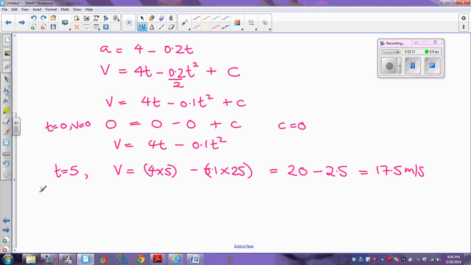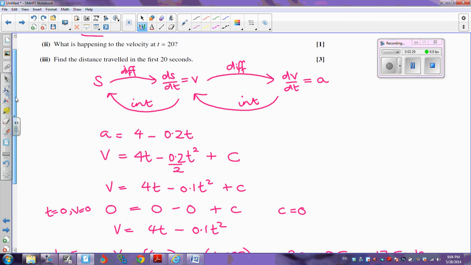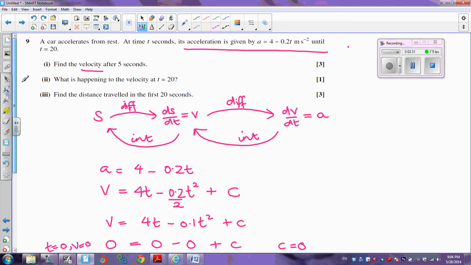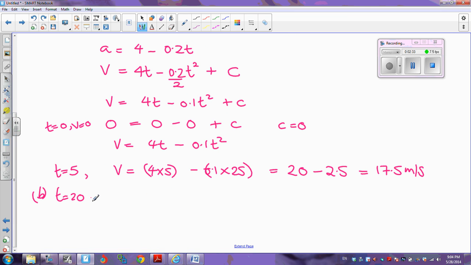Right, I wasn't sure what this second bit meant. It said, what's happening to the velocity when t is equal to 20? So first of all, I put t equals 20 into my expression for velocity. So when t is 20, v is going to be 4 lots of 20 minus 0.1 times 20 squared. Well, that's 400. Well, that comes out as 80 minus 40, which is 40. So you could say that when t is 20, the velocity is 40.